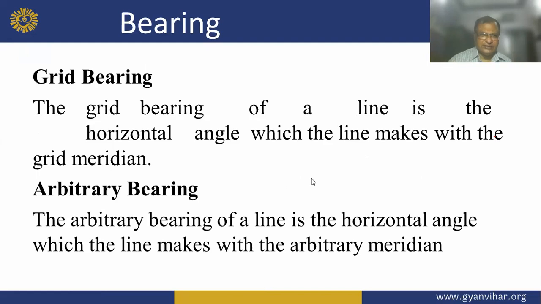Now grid bearing. The grid bearing of the line is the horizontal angle which the line makes with the grid meridian, or arbitrary bearing. The arbitrary bearing of the line is the horizontal angle which the line makes with the arbitrary meridian.